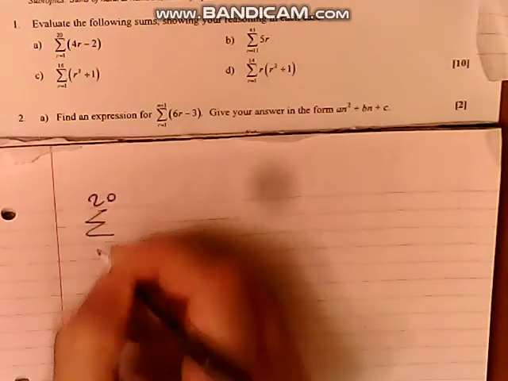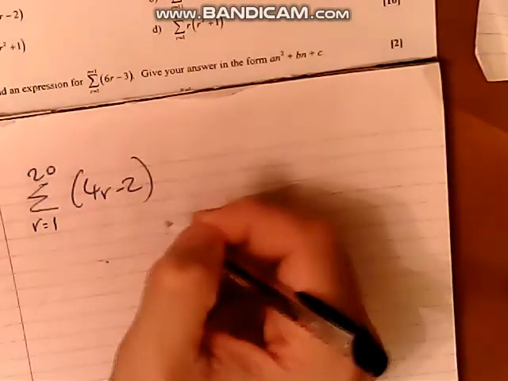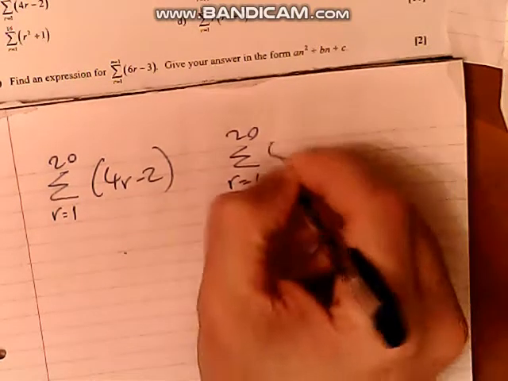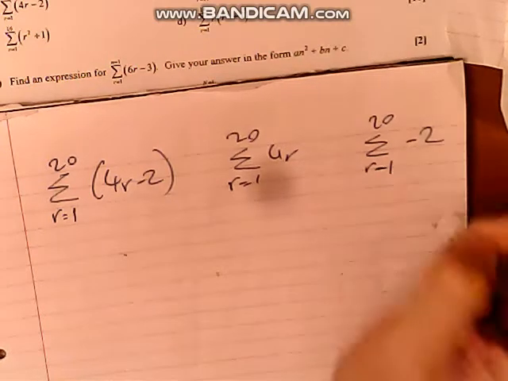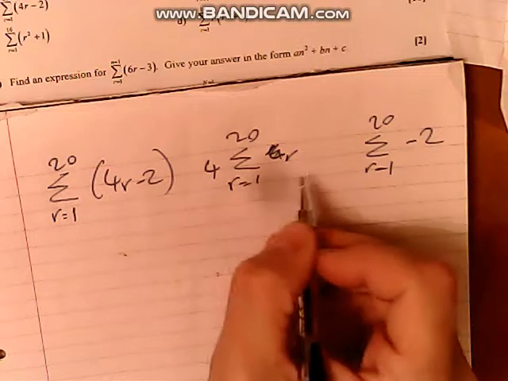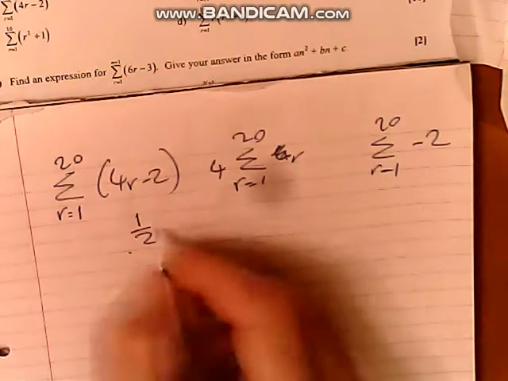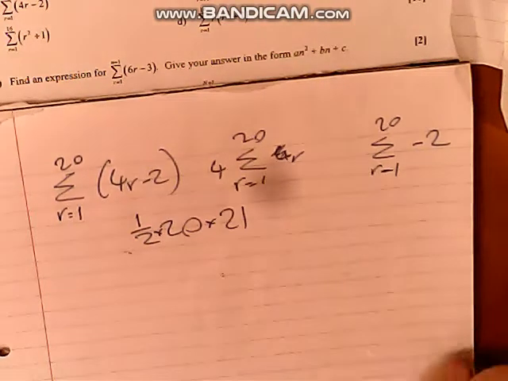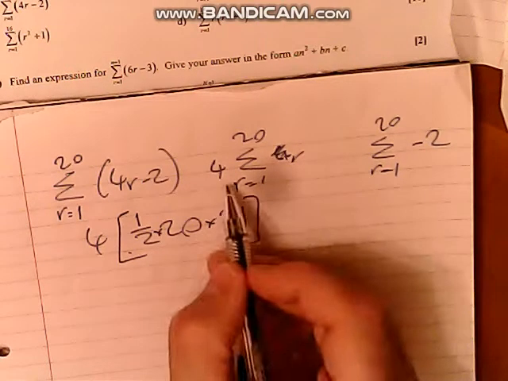So it's the sum from 1 to 20 of 4r minus 2. Okay, we have to break this up into two parts. We've got to break up the 4r part, and we have to break up the minus 2 part. Now the 4r, I'm actually going to take the 4 out, because it's the sum of r, which is the formula we should know. So that's going to be 1/2 times 20 times 21. Okay, and then all of this I'm going to times by 4.